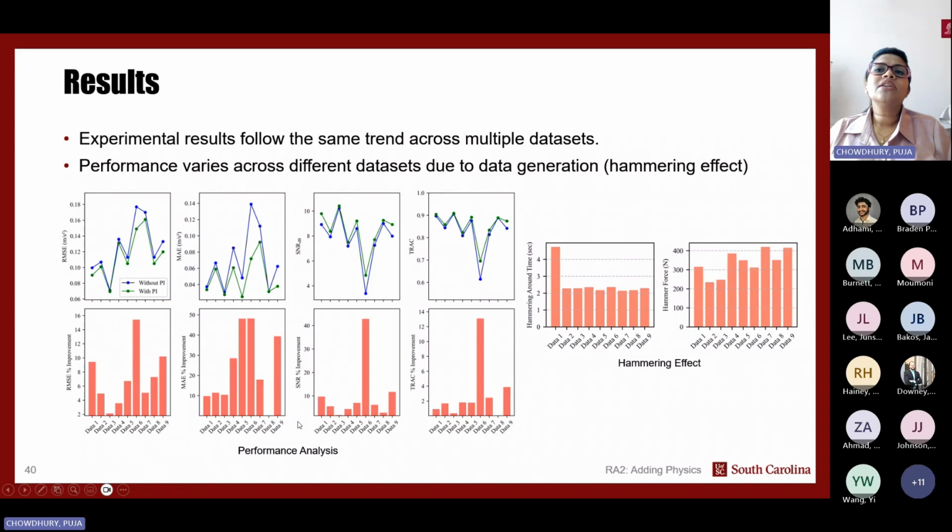But the improvement is not the same for all of this data. It's sometimes lower, sometimes high. So there could be some reasons. That's why I put these 2 figures here: the hammering time, when we start hammering over each data, and the hammering force. From this figure, we can see for each data the hammering time is varying and also the hammering force is different, like 300, 400 or around that. So that could be the reason, because each data are independent and unique from each other. That could be the reason for this variation in the performance analysis.